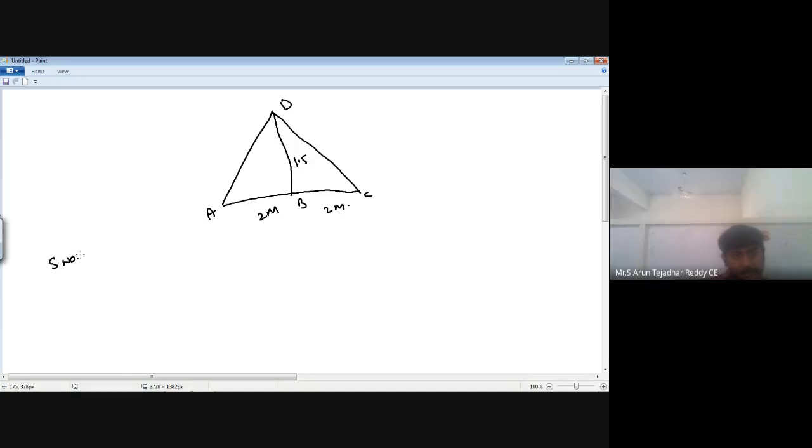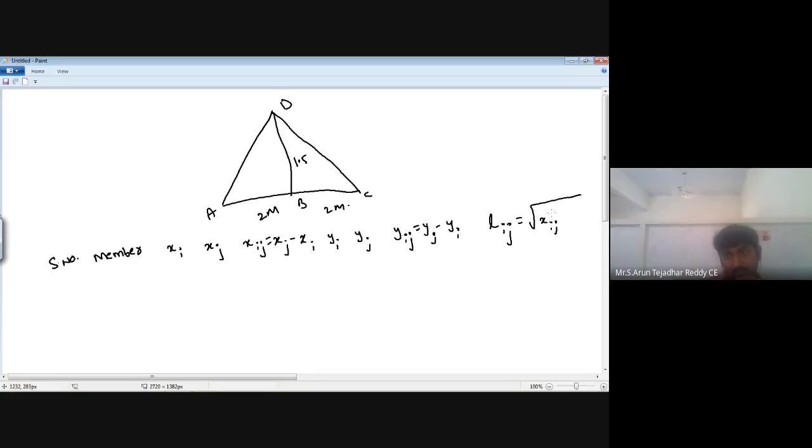Serial number, member, xi, xj. xij is equal to xj minus xi. yi, yj. yij is equal to yj minus yi. Next, lij is equal to, this is Pythagoras, root of xij square plus yij square.